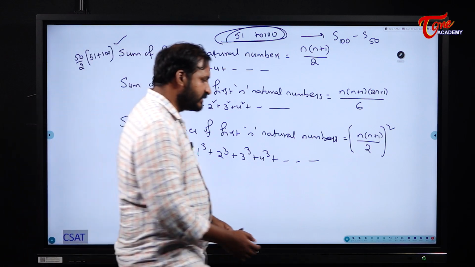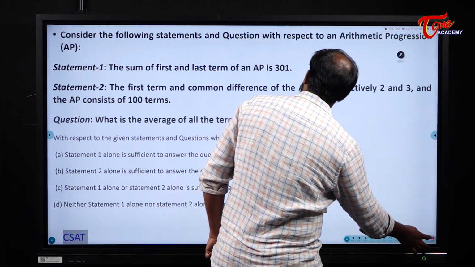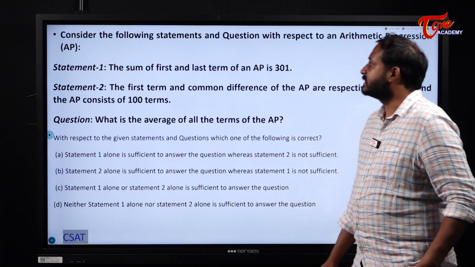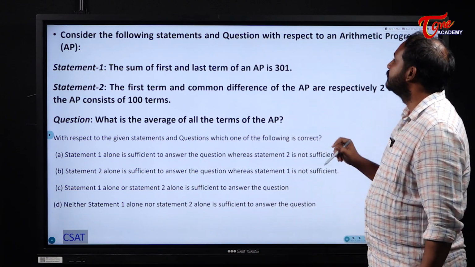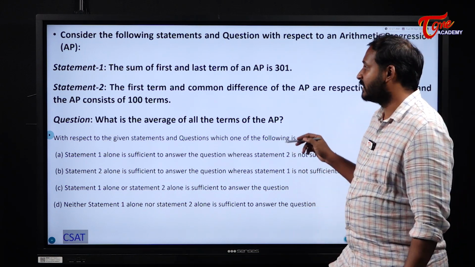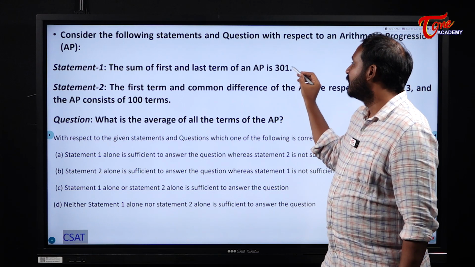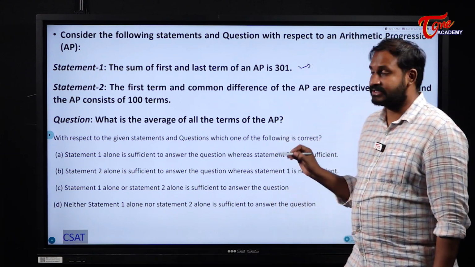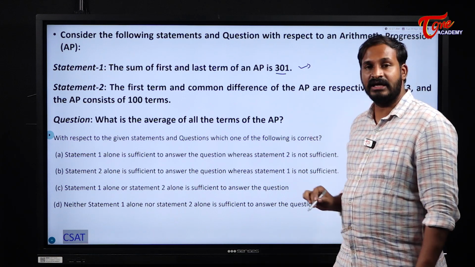Okay. Next, now we will solve the problems based on statements, students. These will be very, very interesting. Now see here, consider the following statements and question with respect to the arithmetic progression. First one, the sum of the first and last term of an AP is 301. That is the first statement.